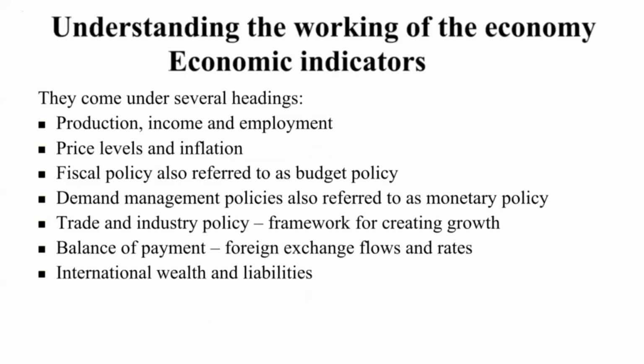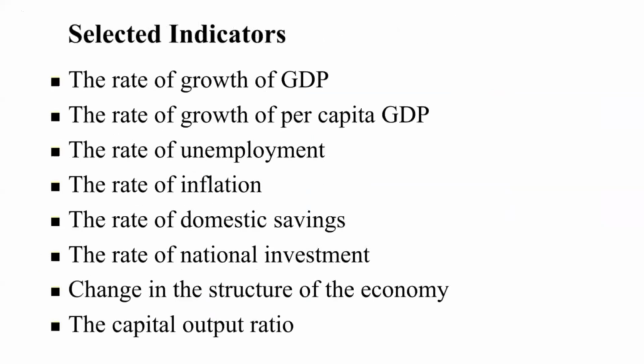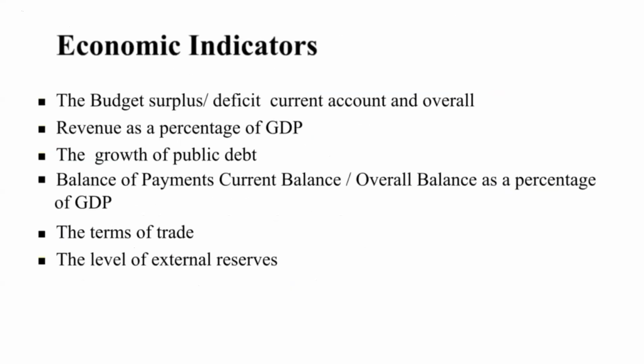Okay. Now there are so many other indicators, but it depends on what kind of indicator you want to specify for your specific reasoning of some topic. Okay. Then there are some more. The budget surplus, deficit, current account, and overall. Maybe some can say current account only, because that's a very important account, current account. That means that mainly gives the trade account. Revenue as percentage of GDP, the growth of public debt, that's also very important.